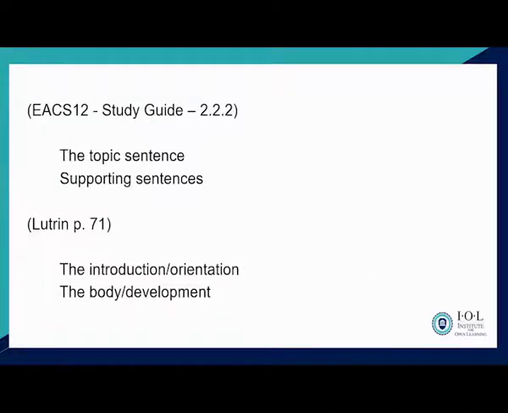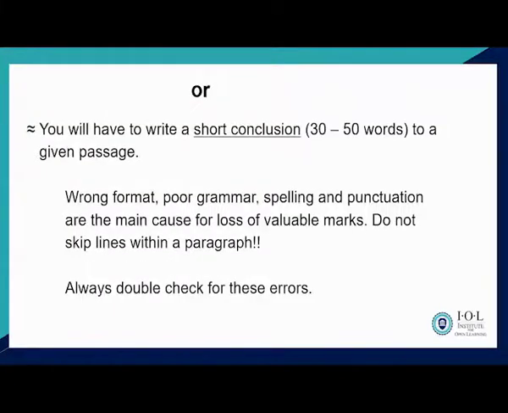EACS Study Guide 2.2.1, the topic sentence and supporting sentences. Lutheran, page 71, the introduction or orientation, the body or development. Or you will have to write a short conclusion of 30 to 50 words to a given passage. Wrong formation, poor grammar, spelling and punctuation are the main cause for loss of valuable marks. Do not skip lines within a paragraph. Always double check for these errors.